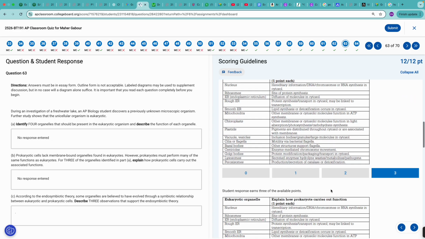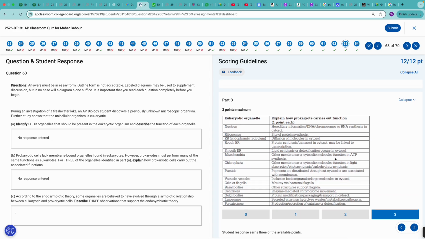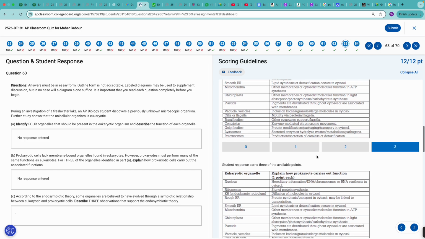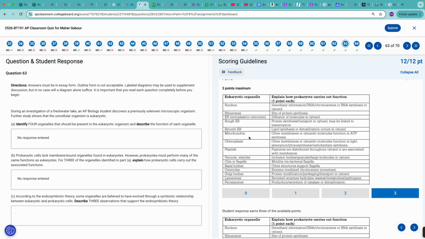Oh, okay, sorry. Part B, sorry, part B. So look here, the chloroplasts, other membranes, thylakoid membranes, or other membranes, function in light absorption, photosynthesis, carbohydrate synthesis. See, they don't even tell you to say thylakoid membranes. You can just say other membranes. And yeah, that's pretty much it.